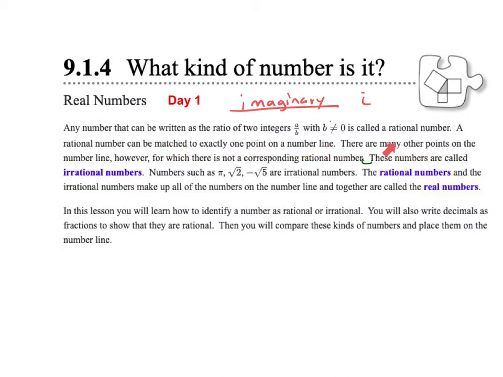There are many other points on the number line, however, for which there is not a corresponding rational number. These numbers are called irrational numbers. They are numbers such as pi, that's a very famous one, the square root of 2, and the negative square root of 5, which basically just means they're numbers that go on and on and on. So in this lesson, I'm going to skip ahead. We're just going to learn how to identify a number as rational or irrational. So let's take a look at what this looks like.